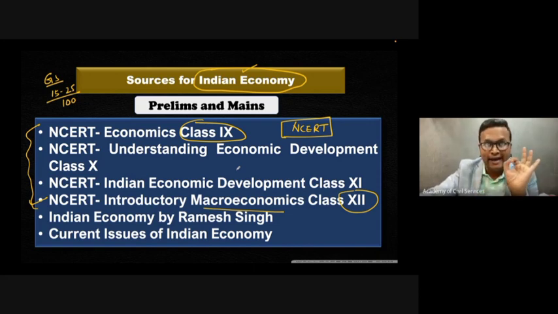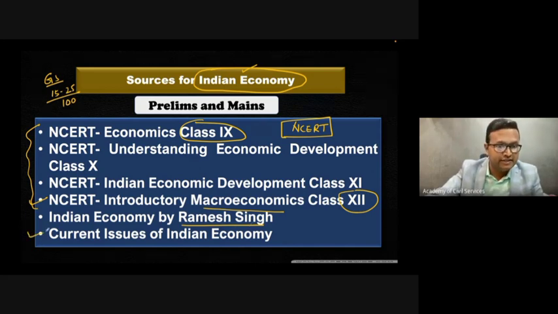But to get the direct answer for the questions, to deal directly with the examination, you should go through at least, for every subject, in my opinion, one specialized material prepared for the civil services examination. In Indian economy, the book I am suggesting is Ramesh Singh's Indian Economy. Now, after this comes the current issues of Indian economy. When it comes to the current issues of Indian economy, what we need to study is the budget of the year in which you are going to appear for the examination.